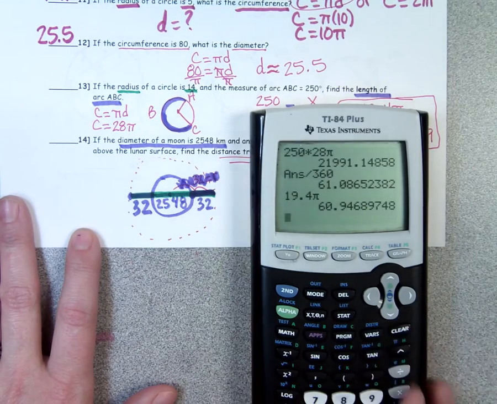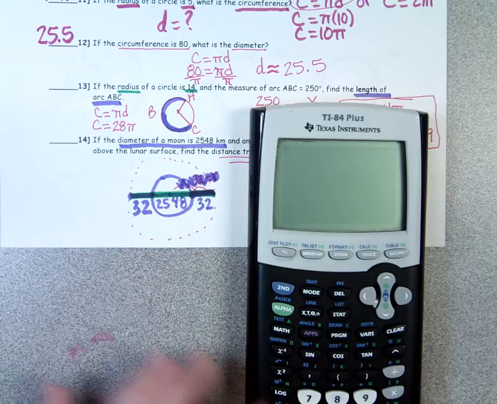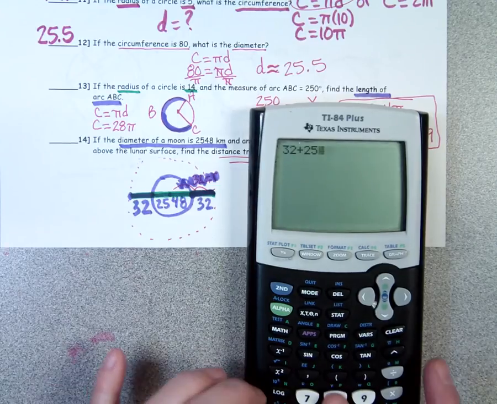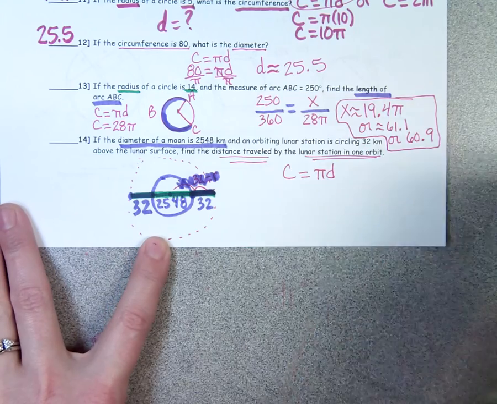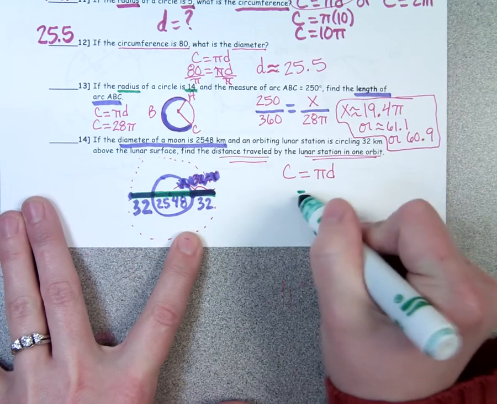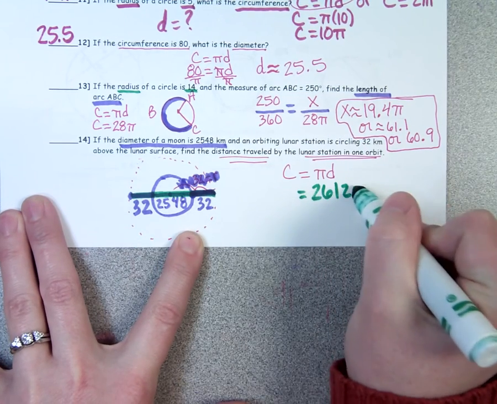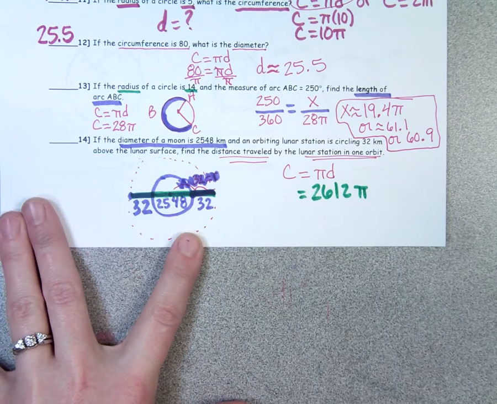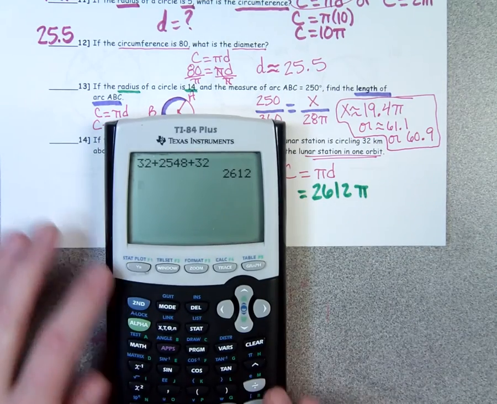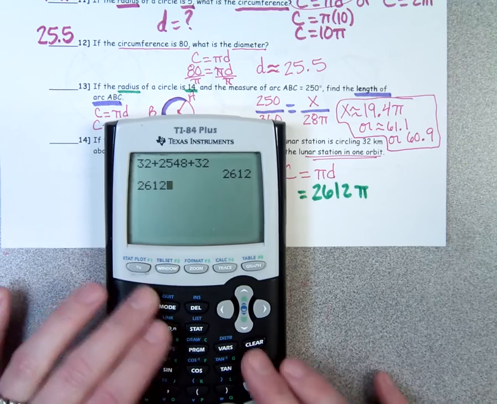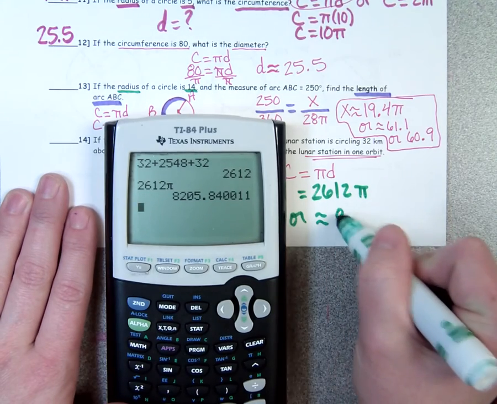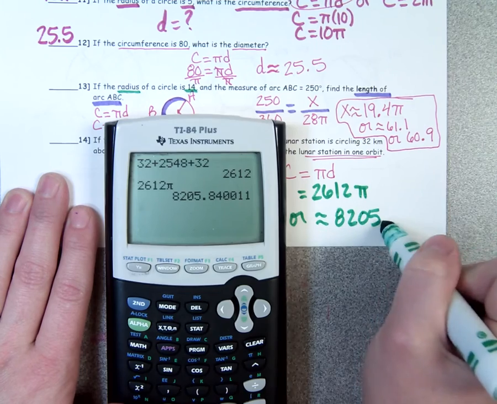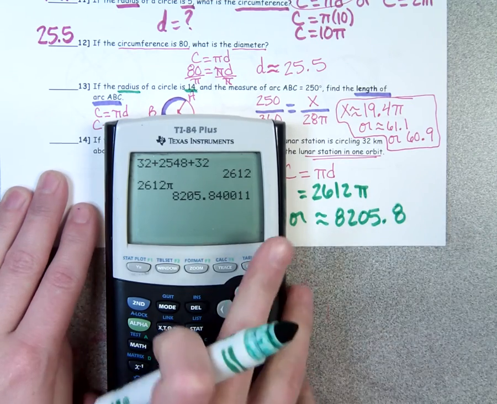Okay, so let's just add those up. So let's add the 32 to the 2,548 to the 32, and that makes 2,612. And that's the diameter. And so I just put pi back behind it, and there it is. Now, if we want to put that in the calculator with the pi, then it's approximately 8,205.8. And there's the answer for that.